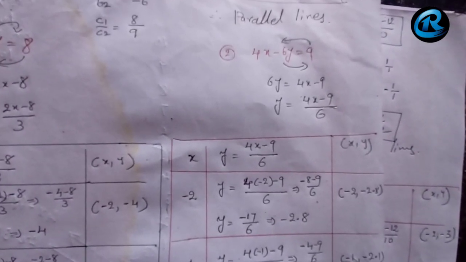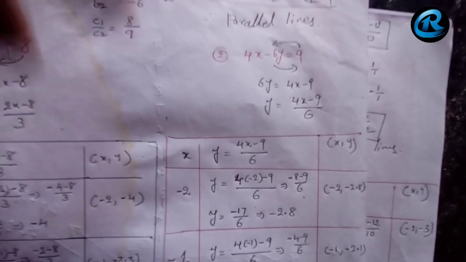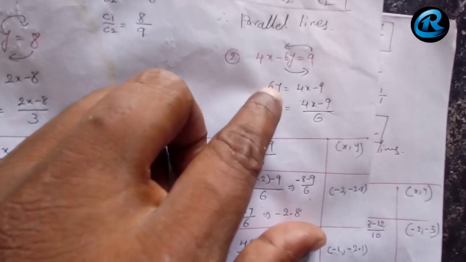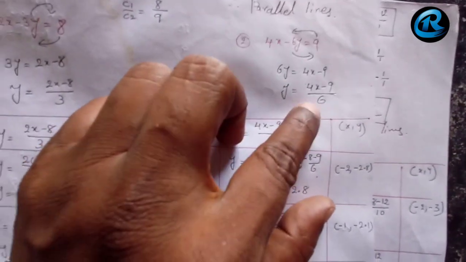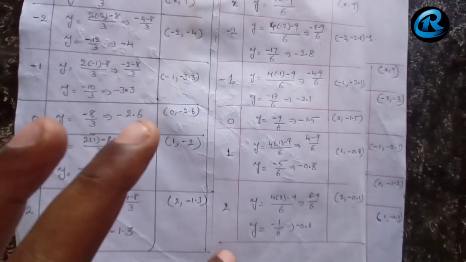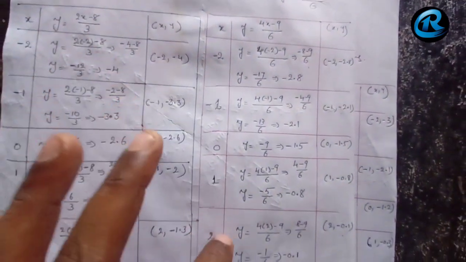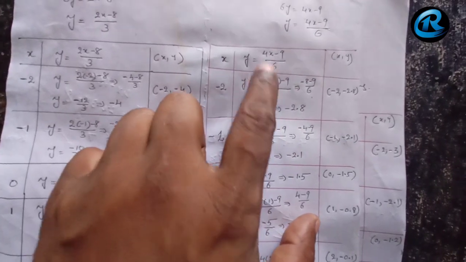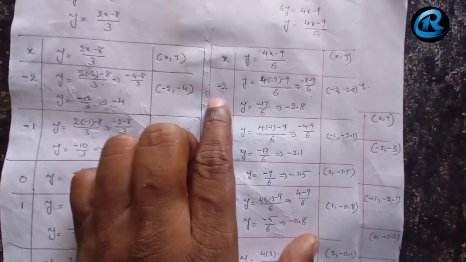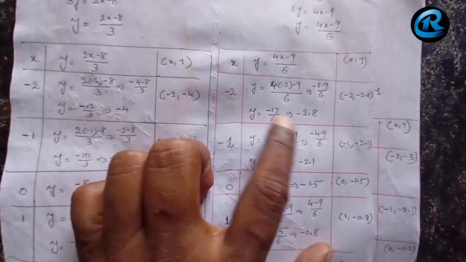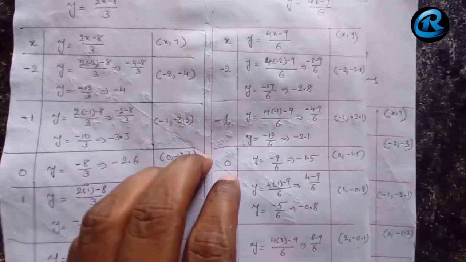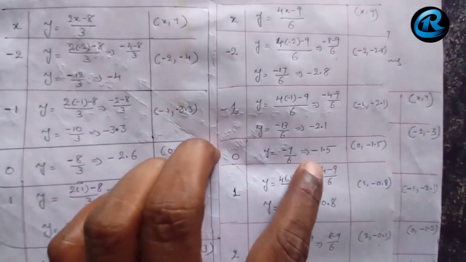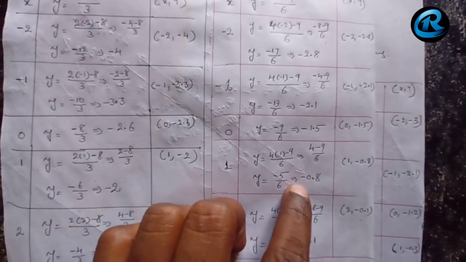Then we take the second equation, that is 4x minus 6y equal to 9. Minus 6y will transfer to the other side, that becomes a plus 6y. This plus 9 will transfer to this side. So minus 9, 4x minus 9 by 6. Here you have to assume x values minus 2, minus 1, 0, 1, 2, and you will get the y value, y equal to 4x minus 9 by 6. So x equal to minus 2, then y equal to minus 2.8. If x equal to minus 1, y equal to minus 2.1. If x equal to 0, y equal to minus 1.5. If x equal to 1, y equal to minus 0.8.